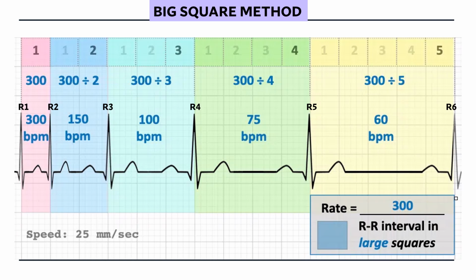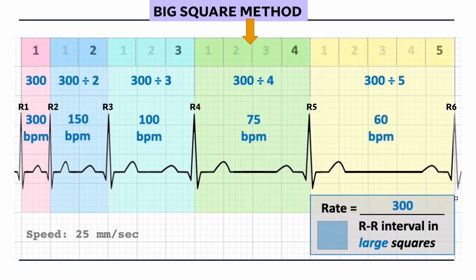So here in the first example, when the number of large boxes is 1 between the two consecutive R waves, divide 300 by 1 and it gives us the answer 300 beats per minute. Now moving to the second example, that is when there are two large boxes between two R waves, divide 300 by 2, it will give us 150 beats per minute. Now coming to the third example, between R3 and R4 we have three large boxes. So 300 divided by 3 will give us 100 beats per minute.